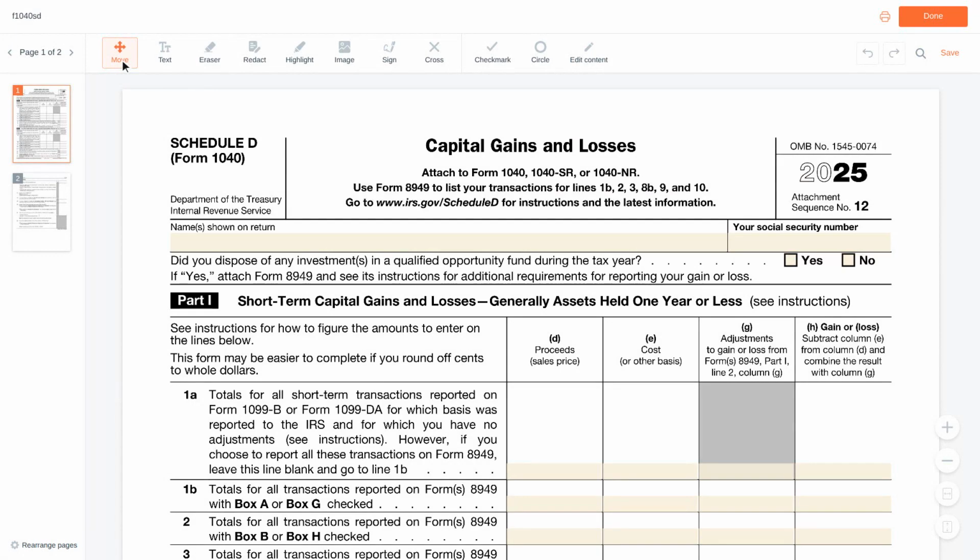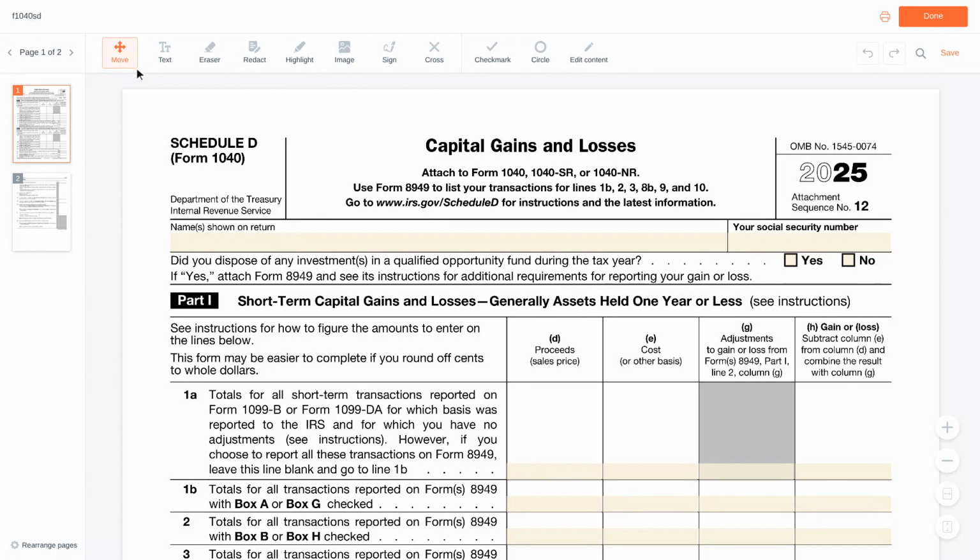Schedule D summarizes your capital gains and losses for the year. The profit or loss from selling investments like stocks, bonds, mutual funds, or real estate. It pulls the details from Form 8949 and separates short-term gains on assets held 1 year or less from long-term gains, which usually get a lower tax rate.